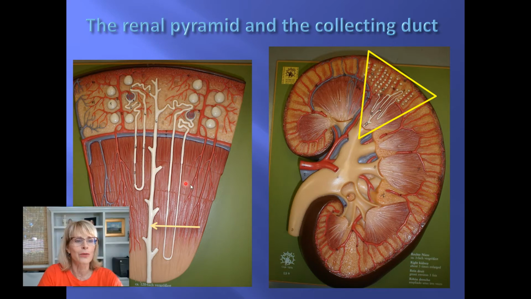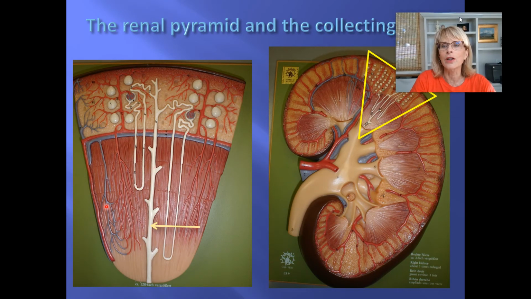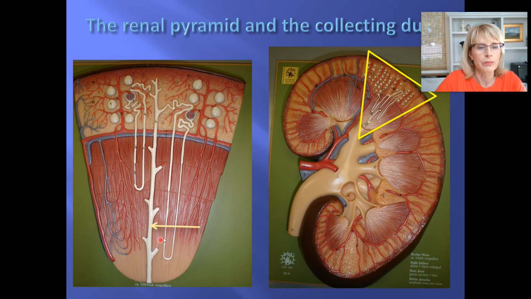So let's go over here and look at the renal pyramid. This yellow outline is like one lobe of the kidney. Oh, here's the renal pyramid. It is not obvious from looking at it. However, this area here is isotonic to the rest of your body. However, as you go from this point inward, the environment gets more and more and more hypertonic.